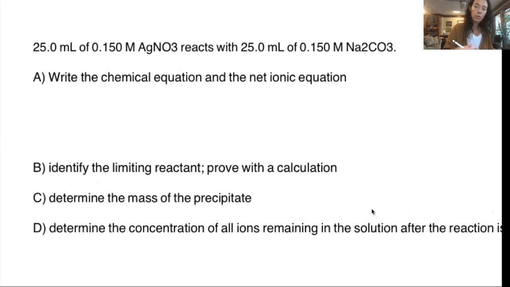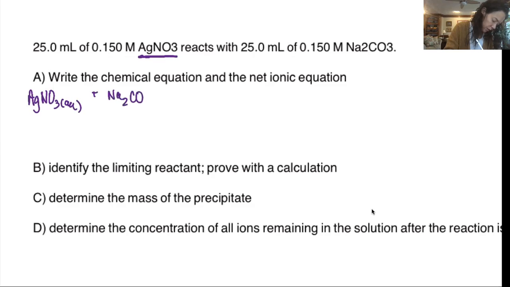This question will evolve as you write it down. So we've got silver nitrate. It's a solution. Let me make my pen thinner, maybe. Oops, sorry about that. Silver nitrate is the solution. And I've got it reacting with the sodium carbonate. Okay, and that's a solution.